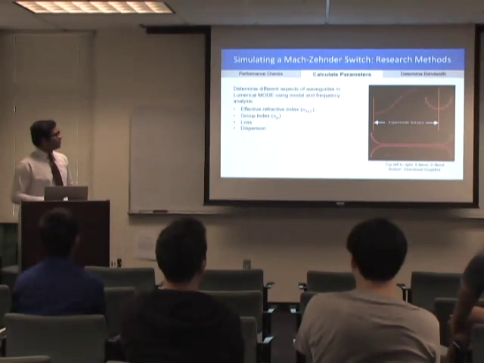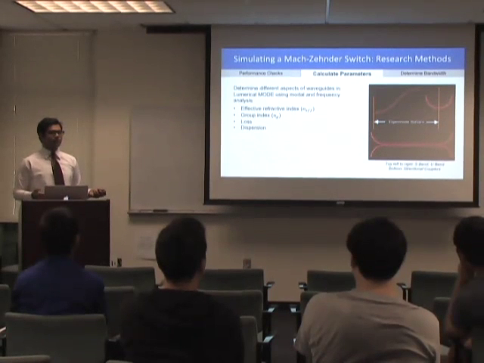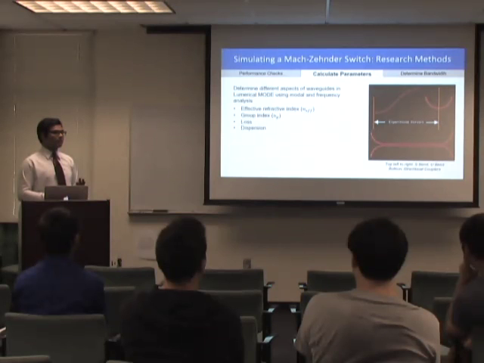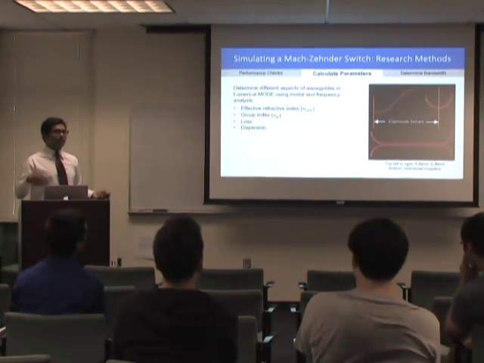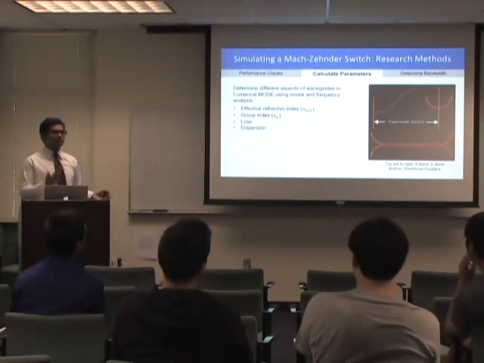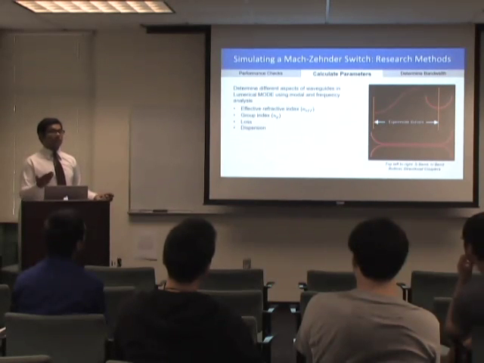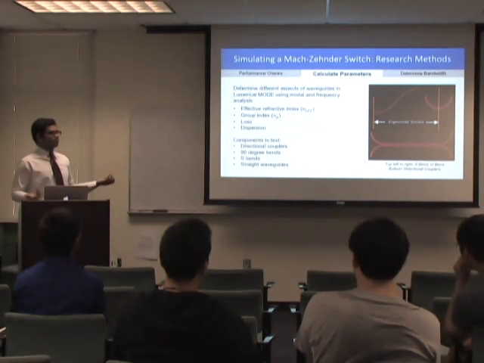So the next step is to calculate the parameters. Here I have to find the different aspects of each component of the switch, and these include the effective refractive index, group index, loss, and dispersion. Now I'll just take a step back to say that the switch was designed by my mentor, but before it was sent out for fabrication, we didn't know any of its characteristics, so what frequencies can be switched, and that's what I'm doing. So the different components of the switch include things like directional couplers, 90-degree bends, S-bends, and discrete waveguides.